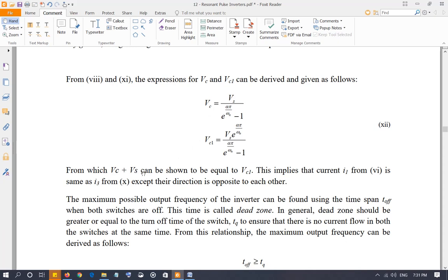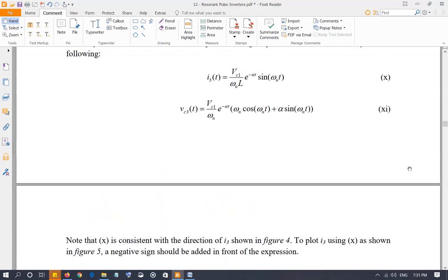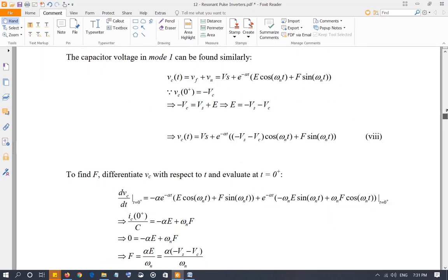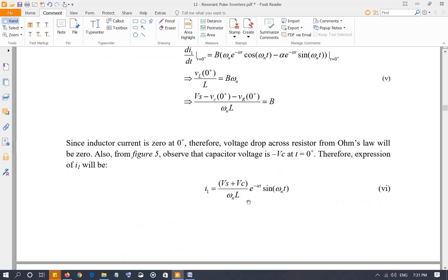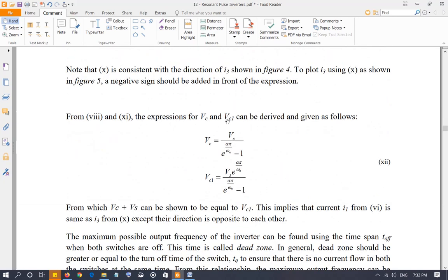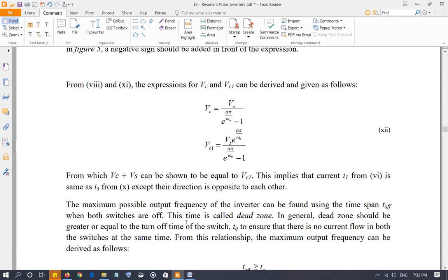Also, if we add Vc and Vs, then you will see that that will be equal to Vc1. Which implies that the current that is given in 6 and current I3 which is given in 10, the magnitudes of those currents are exactly the same. Why? Because I3 is Vc1 over omega nL, and go back and check, I1 is Vs plus Vc over omega nL. Vs plus Vc is Vc1, and you can again use these and show that when you add Vc plus Vs, you're going to get Vc1. So I1 and I3 are exactly the same, except of course I3 is in the opposite direction.